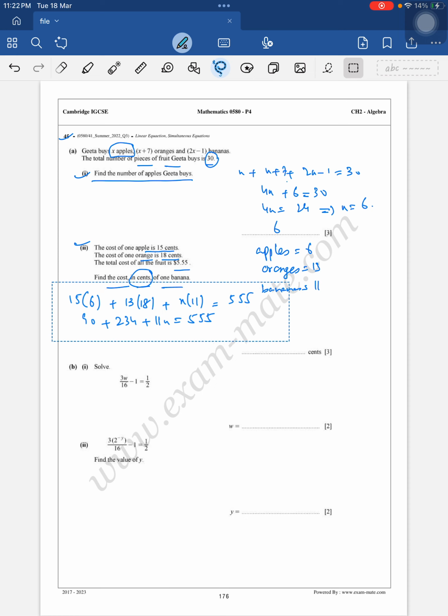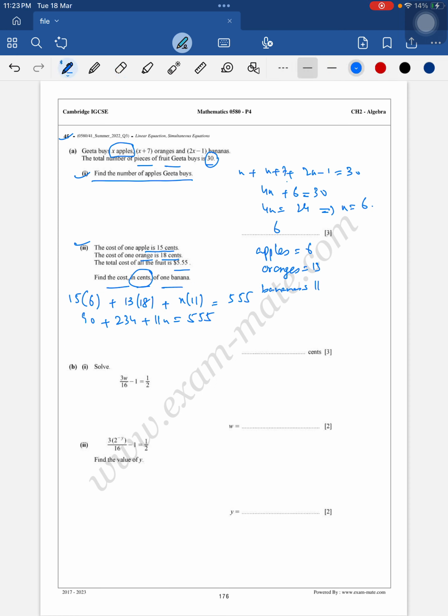I have to separate it so that we can simplify further. Now 555 minus 234 minus 90, we have got 231. I have moved these two terms to the right and subtracted. So 11x is equal to 231 cents. x is equal to 231 divided by 11, so 21 cents. So the cost of one banana is 21 cents. Clear? Okay.